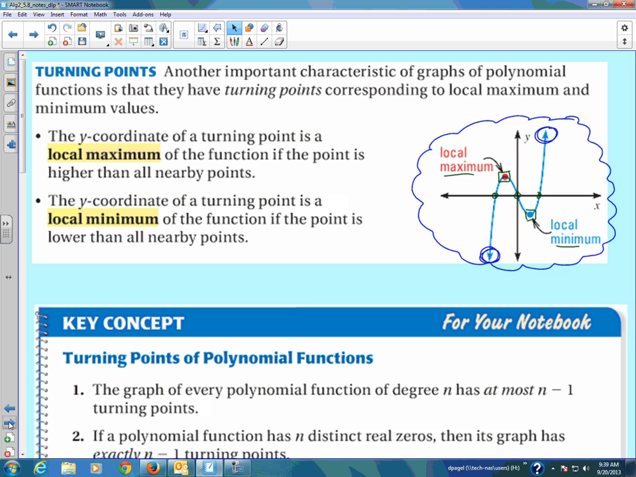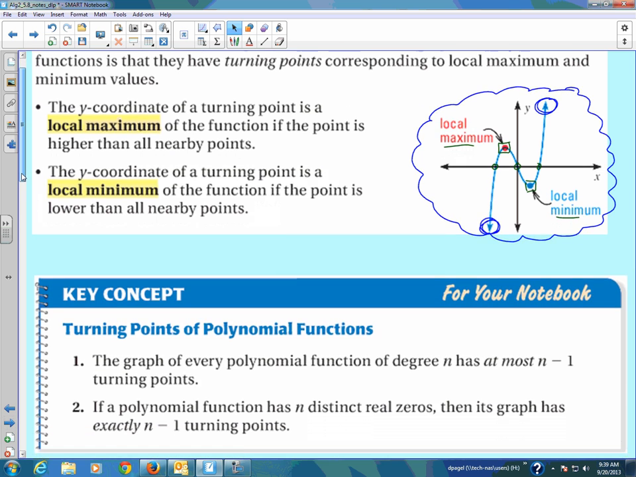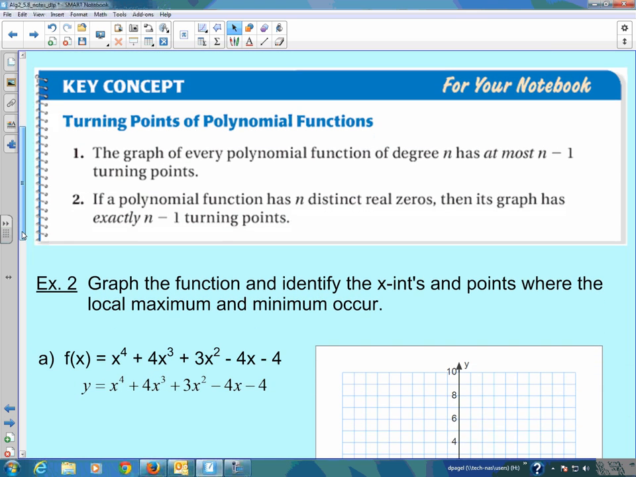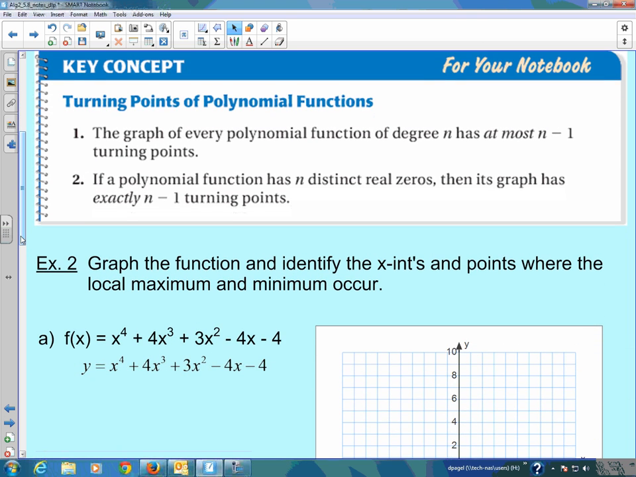Now, how do we know how many turning points you're going to have? The number of turning points is dependent on your x-intercepts and whether or not those x-intercepts are repeating. So here we have two conditions. The graph of every polynomial function of degree n has at most n minus 1 turning points. So, for example, if I had a 4th degree polynomial, it will have at most 4 minus 1, or 3, turning points.